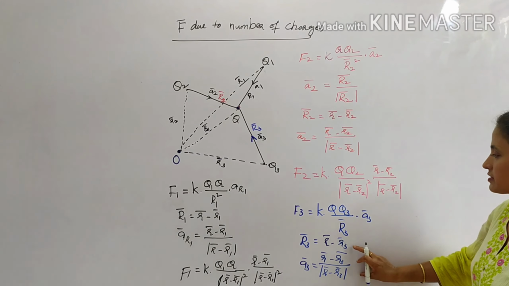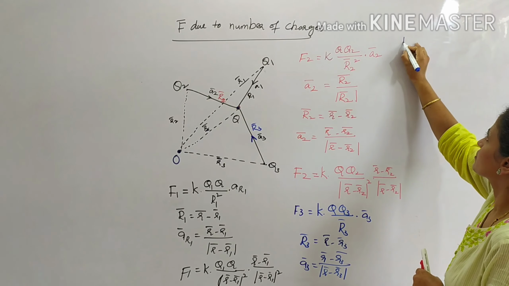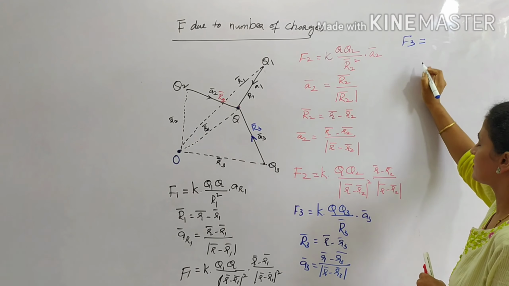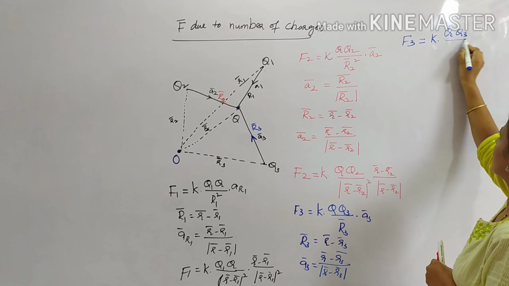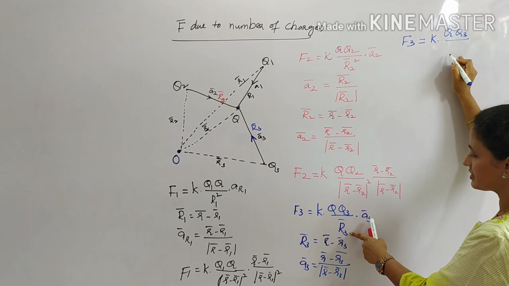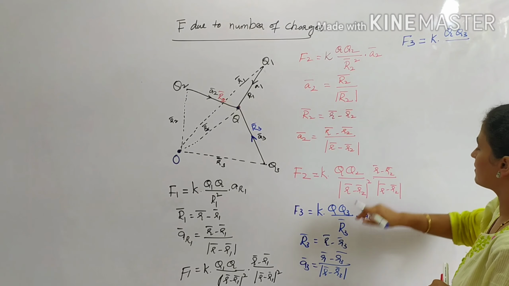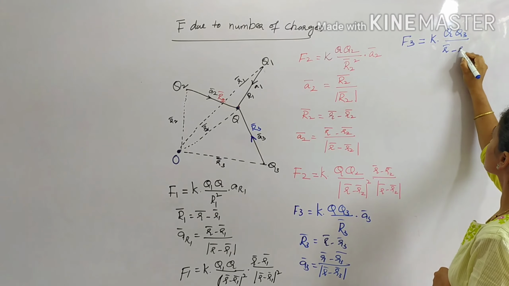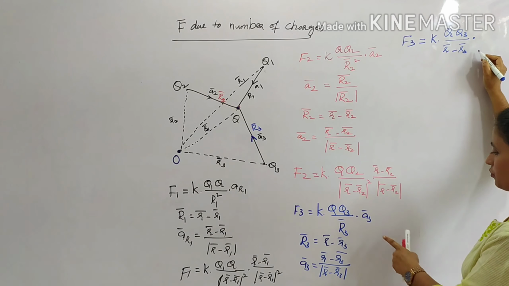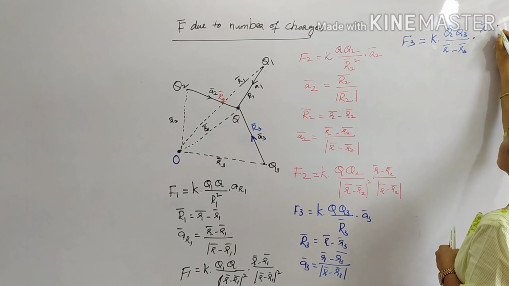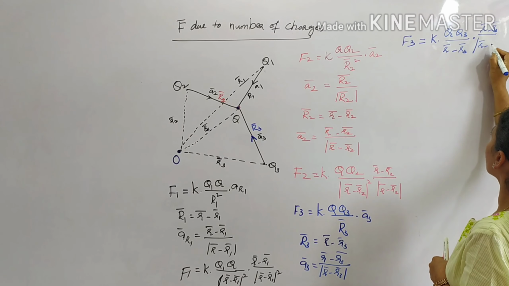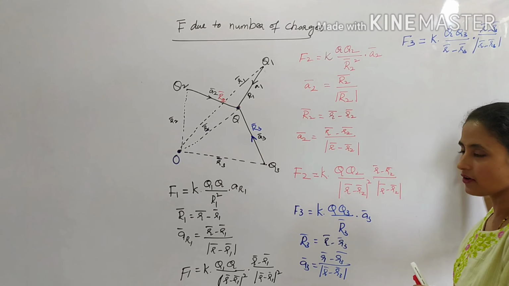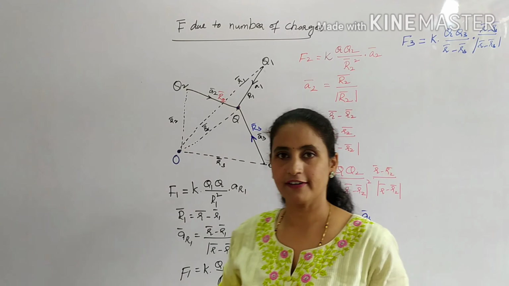Substituting these two values in this formula, F3: I will take F3 as K into Q3 by this distance r bar. R3 is given by r minus r3 bar into unit vector, which is r minus r3 by the magnitude of r minus r3. Like that we got three different forces.